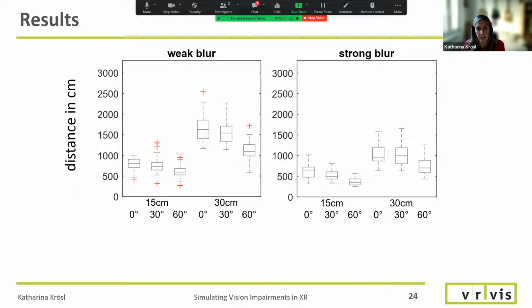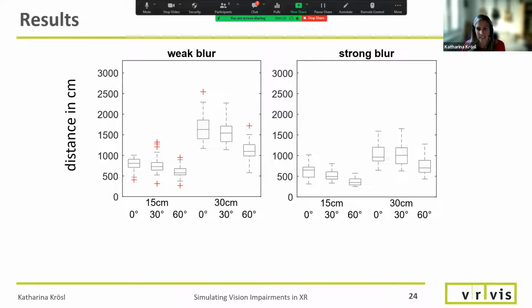Here you can see the evaluation of our results. On the y-axis, we have the maximum recognition distance in centimeters, meaning the distance at which a person was able to recognize a sign correctly. And on the x-axis, we have 15 and 30 centimeter high signs at different angles, at 0, 30, or 60 degrees. And the box plots show the distributions of our measured recognition distances. So the farther the distance, the better the person could see or recognize the sign, because they could recognize it earlier.